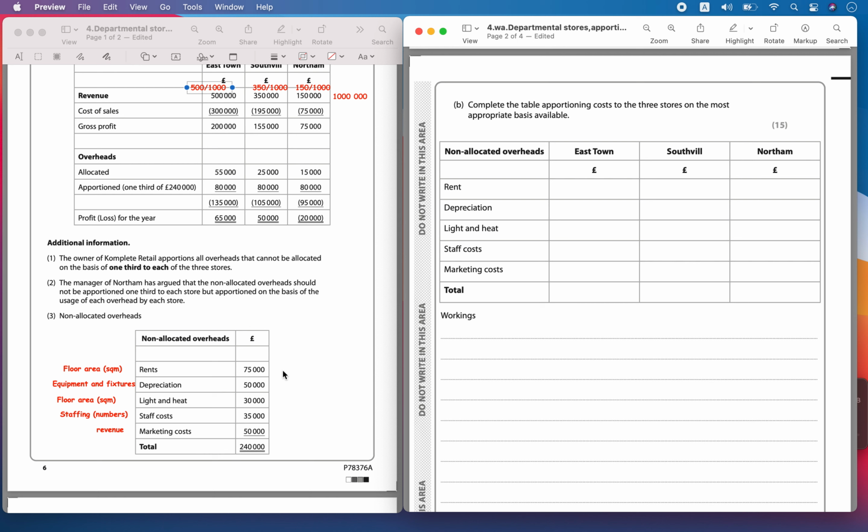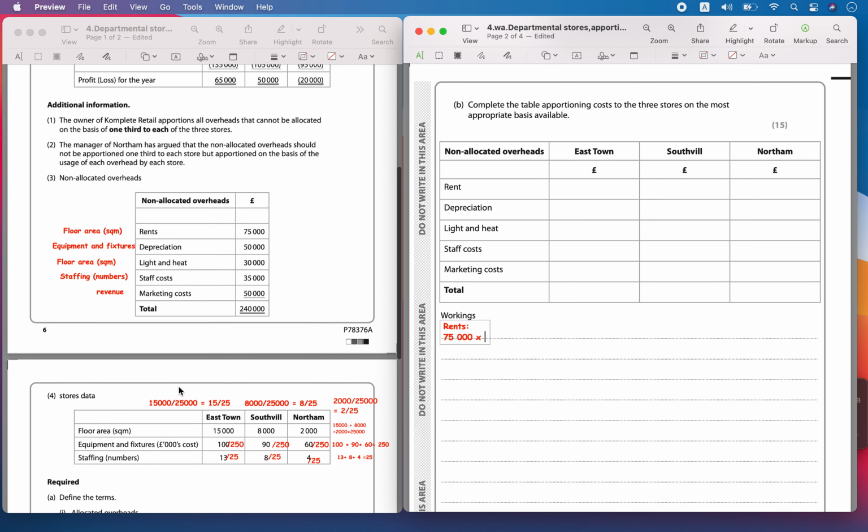Now let us split this cost, rent 75, among the 3 departments using the ratio of usage. So first one is the rent. 75,000 is the total value, times, I said it's based on the floor area. So I am seeing that it is occupying 15 over 25. So that is going to be the value I am going to split.